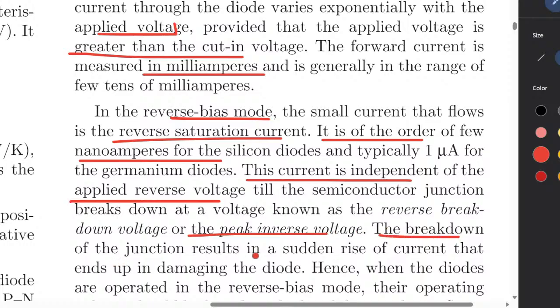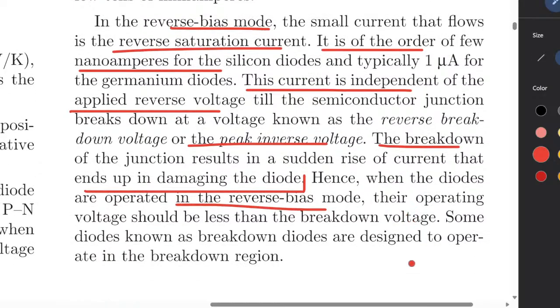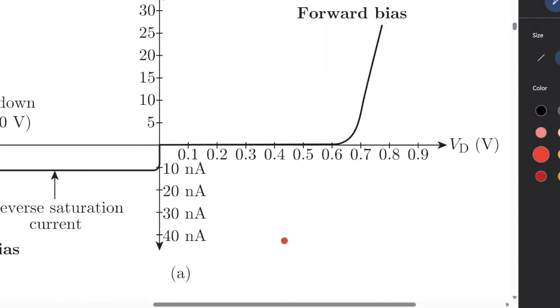At this voltage, the junction shows a sudden rise in the current, due to the breakdown in the diode. Hence, when diodes are operated in the reverse bias mode, their operating voltage should be less than the breakdown voltage. Some diodes, known as breakdown diodes, are designed to operate in breakdown.